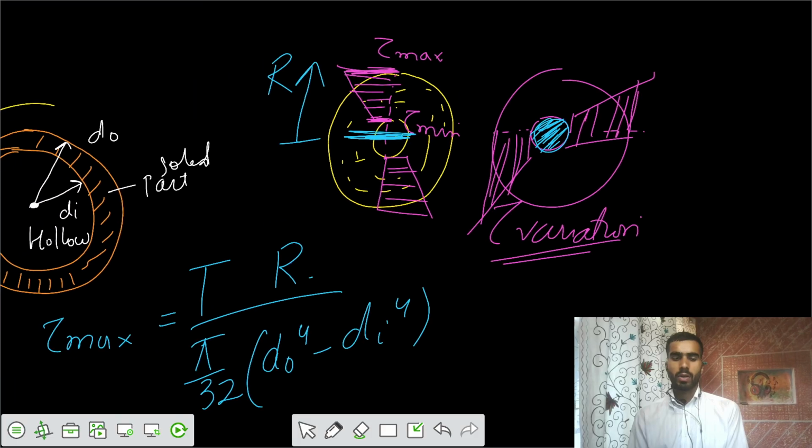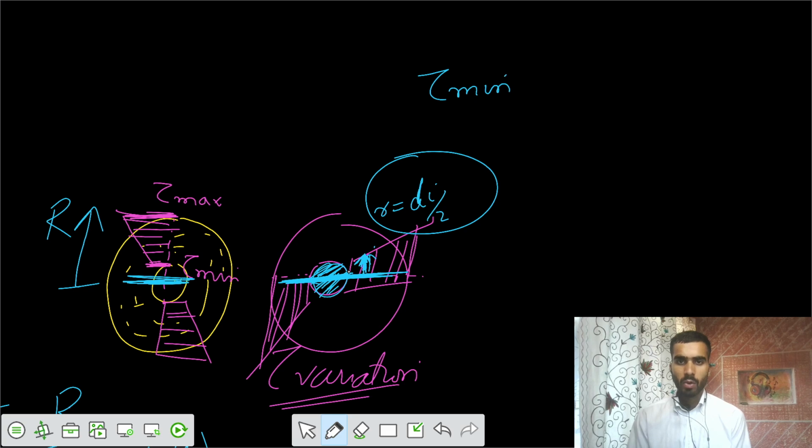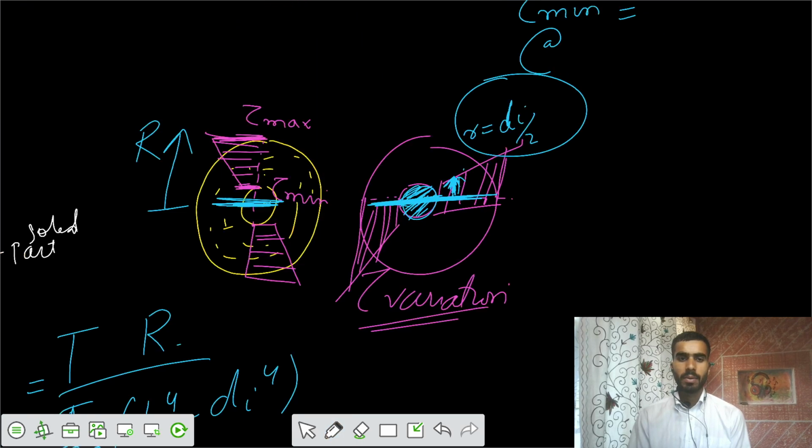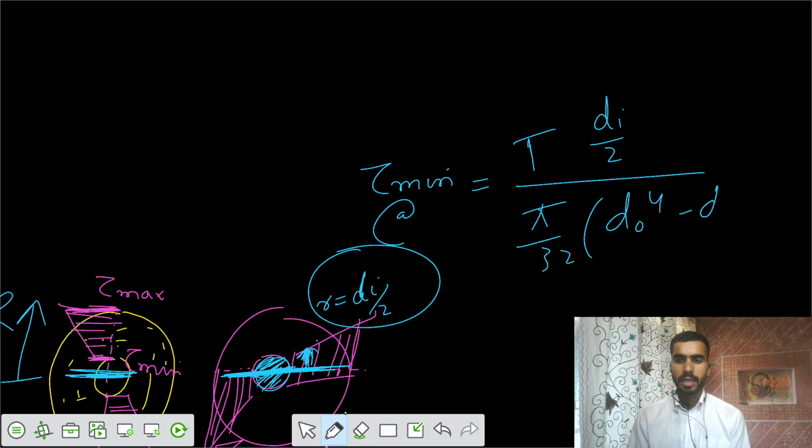And similarly, what should be the value of tau minimum? For tau minimum, you have to go from the center to the smaller r, that is r equals d inner by 2. That would give you tau minimum at r equals d i by 2. In a similar fashion, that would be equal to T times small r, d inner by 2, divided by pi by 32 times d outer power 4 minus d inner power 4. So you got this tau minimum and you got the tau maximum.